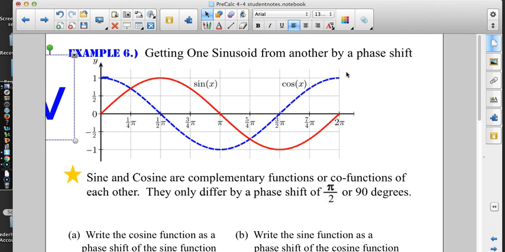There we go. All right, so with this one, what we're supposed to do is figure out cosine as a phase shift of the sine function. So cosine of x equals something sine.